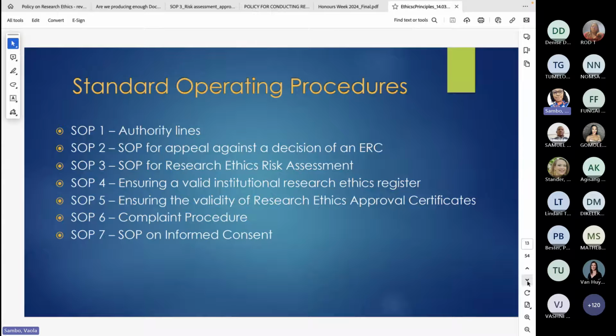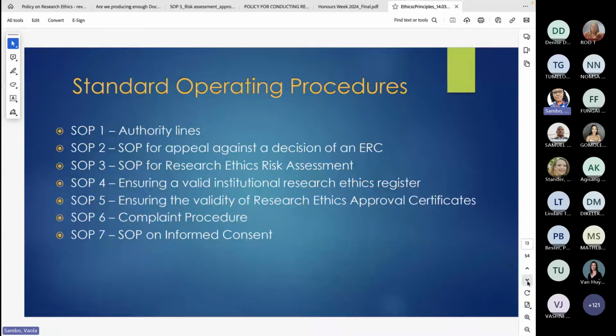Then we've got the standard operating procedure on ensuring a valid institutional research ethics register. We of course keep an ethics register that we also use to report. We report, as I indicated, to the university committee every quarter. And then we've got a SOP on ensuring the validity of research ethics approval certificates. This is also a very important SOP that we use almost on a daily basis to guide us, especially as ethics committees.